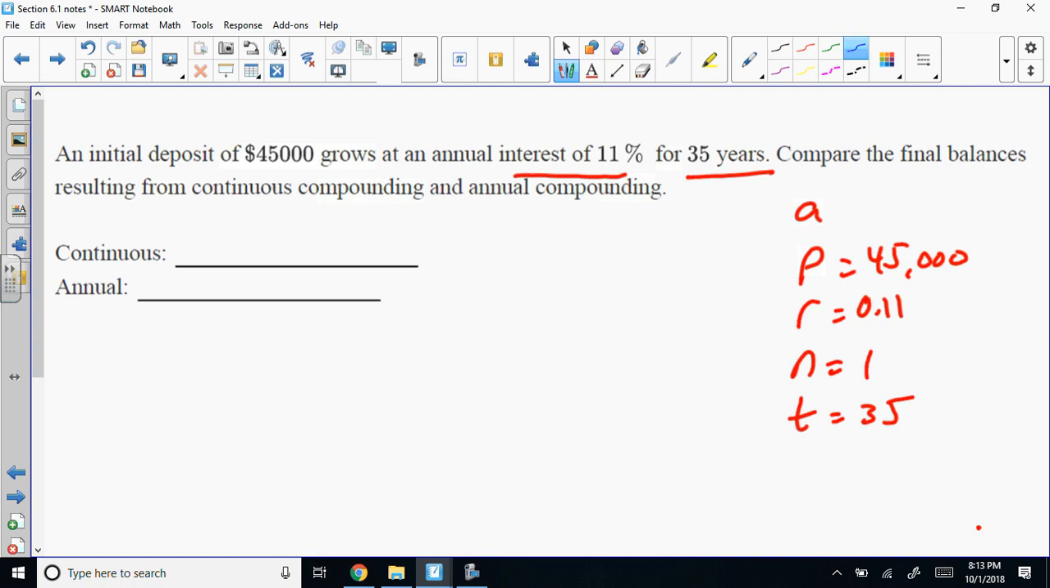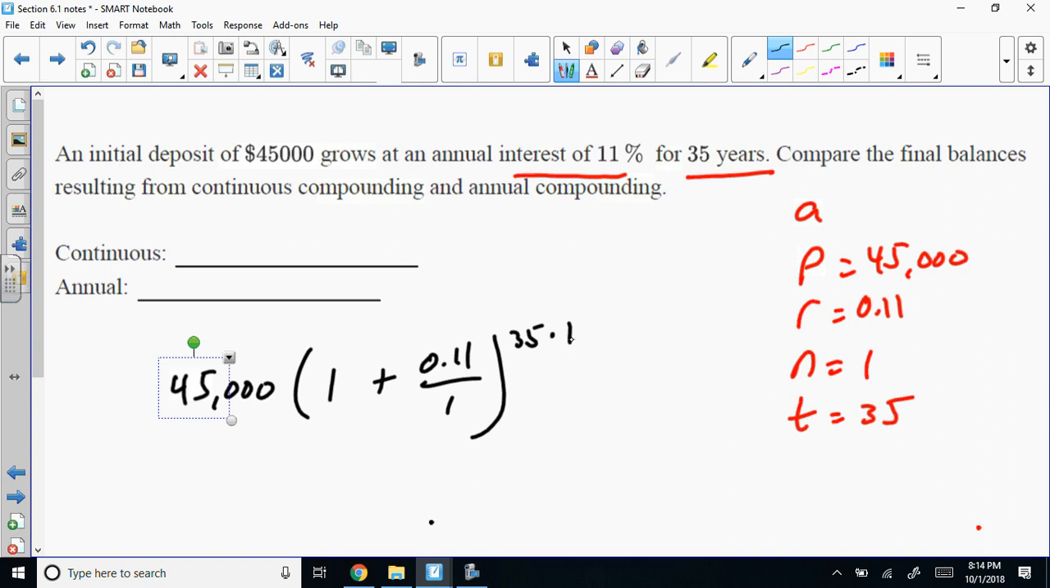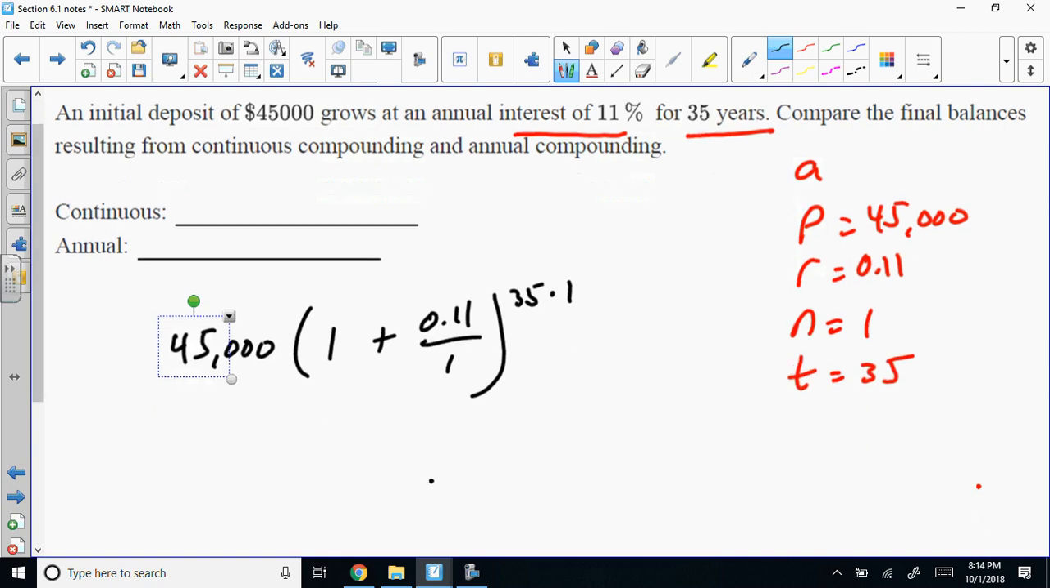So really, for annually, let me back it up. Use stuff that we're doing. It will tie it in. So we'll go 45,000 times 1 plus 0.11 over 1 to the 35 times 1, right? Which all breaks down into just 1 plus that, which is 1.11 raised to 35 times 45,000, right?